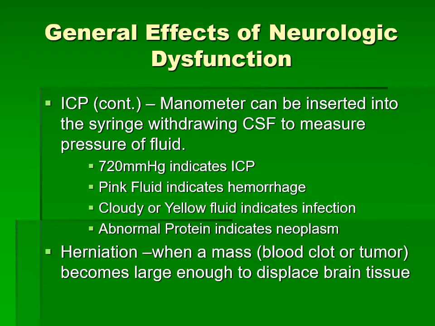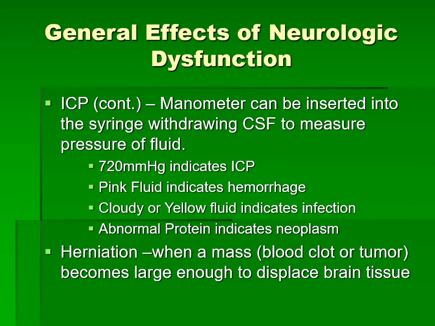Pink fluid indicates a hemorrhage. If it's cloudy or yellow, then that means there's an infection. And if you have an abnormal protein level in the fluid, it indicates a neoplasm. Most often, healthy, normal cerebral spinal fluid looks like water.